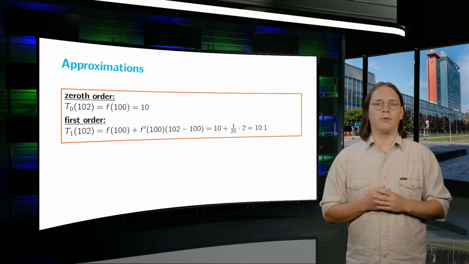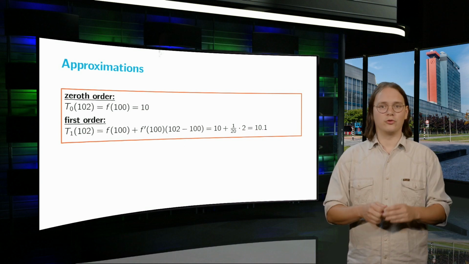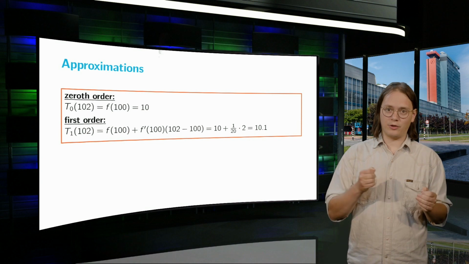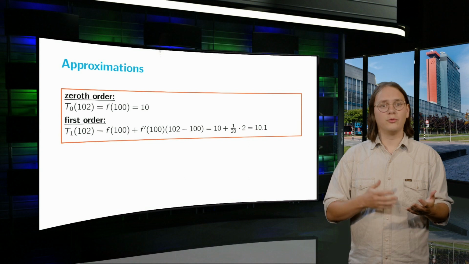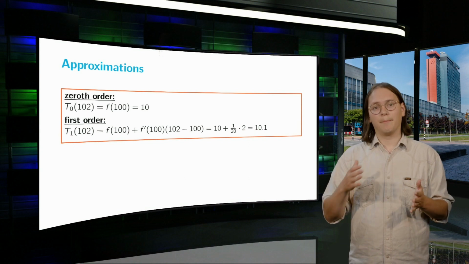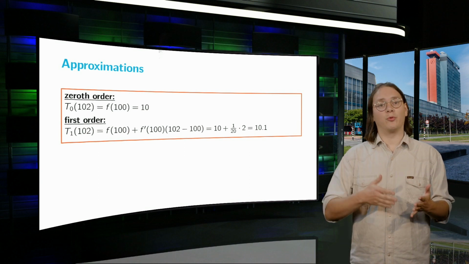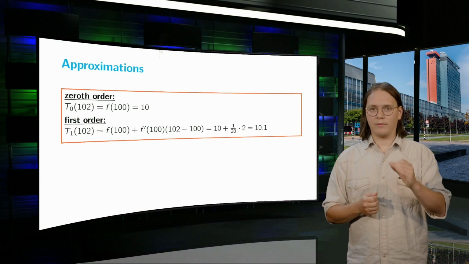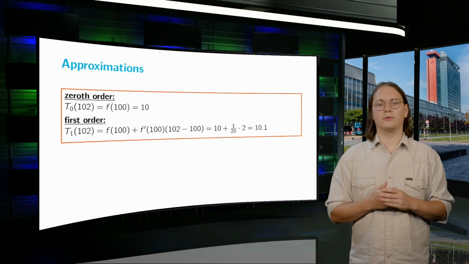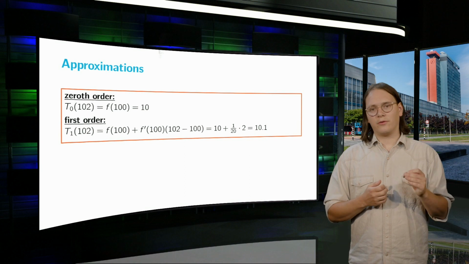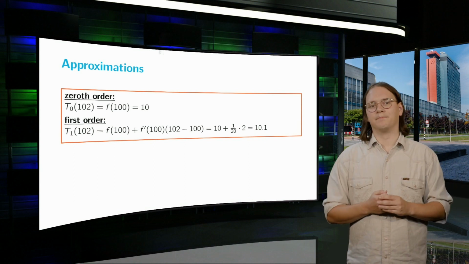The 1st order Taylor polynomial is the linearization at the point x equals 100. So to approximate the function value at x equals 102, we evaluate the linearization at x equals 102 to obtain the approximation 10 plus 1 over 20 times 102 minus 100, which is 10.1. Here the 1 over 20 comes from the fact that the derivative of the square root is 1 over 2 times the square root. Note that the first term remains the same, so we get 10 plus a new term.